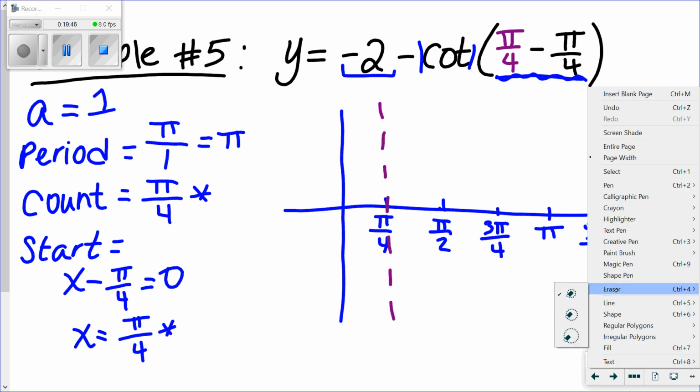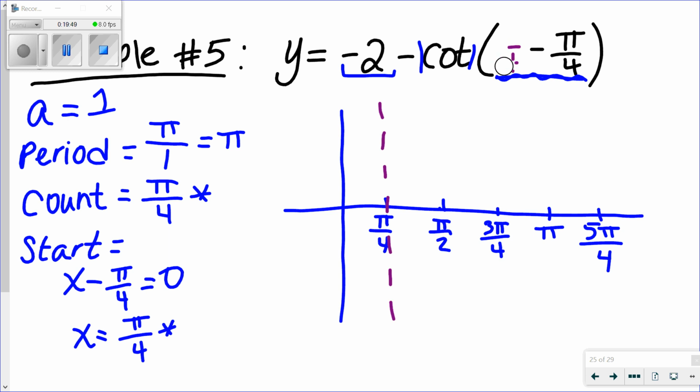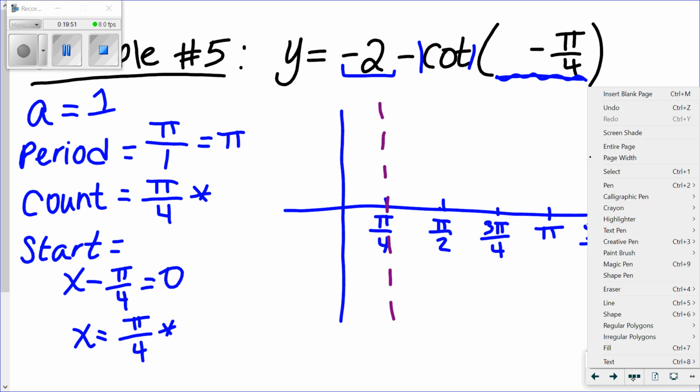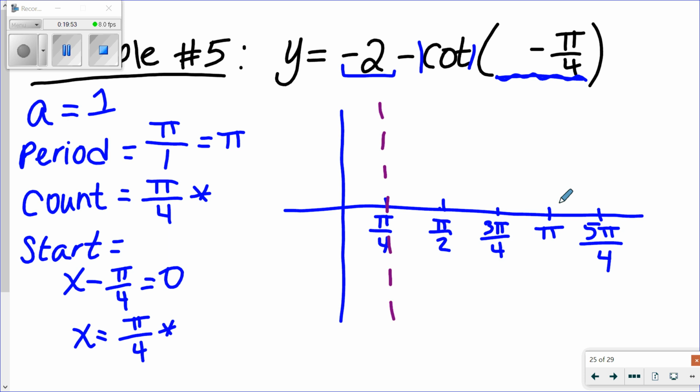Alright, I'm going to go back in, and this time I am plugging in pi over 2. pi over 2 minus pi over 4 is pi over 4. The cotangent at pi over 4 is 1. So now I'm looking at negative 2 minus 1. Well, that gives me negative 3. So there's my next point.